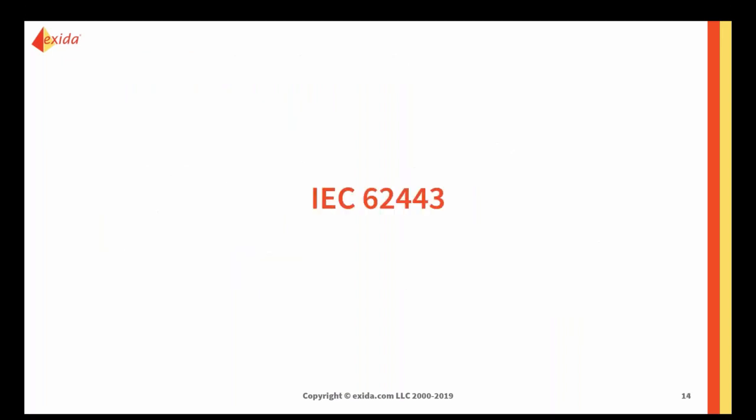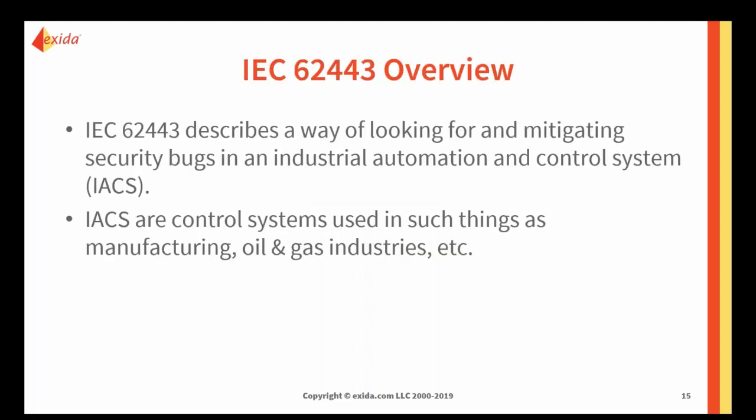So let's start on our topic today. I'm going to start with the 62443 introduction, like I said, at a 10,000 foot level. So we'll get into some of the concepts, but I'm not going to get into great detail because it's a very detailed standard. Basically, 62443 describes a way of looking for and mitigating security bugs that exist in industrial automation and control systems, which, of course, as we all probably know, are control systems such as manufacturing, oil and gas, power, etc. So that's as opposed to information technology systems, which are more like what is at your banking centers or financial centers or at universities and so forth.